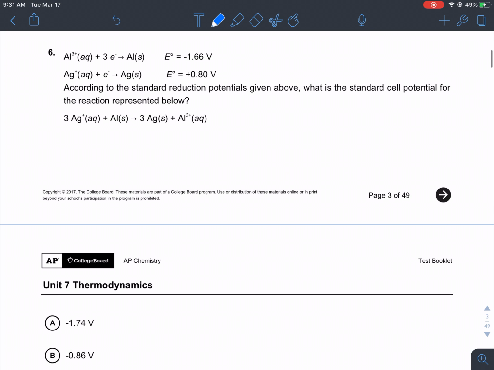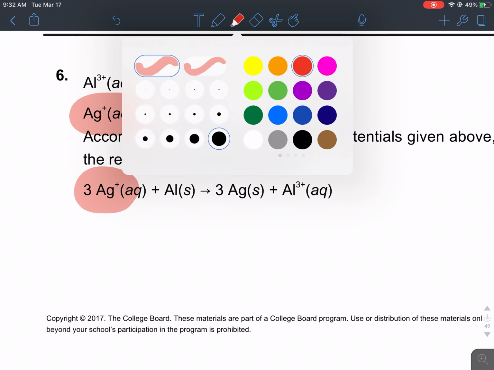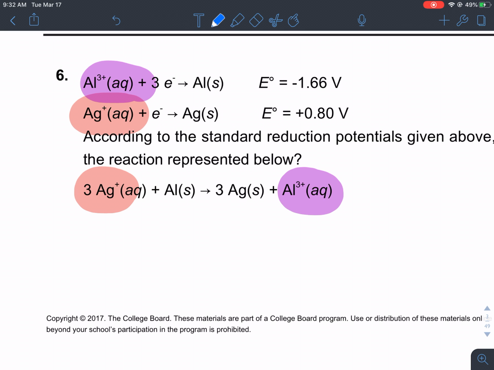All right, number 6, aluminum plus 3 this. According to the standard reduction potentials given above, what is the standard potential for the reaction represented below? Let's see what happened. I have Ag here, but I have Al3+ there. So what did they do? They flipped the top one. But what else did they do? Is that how you write flipped? Is it two P's?